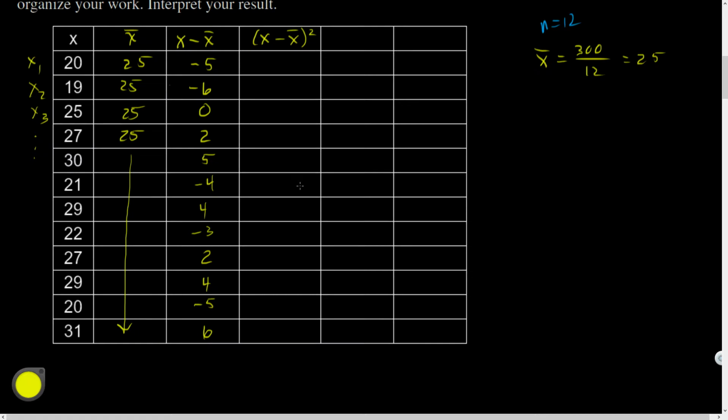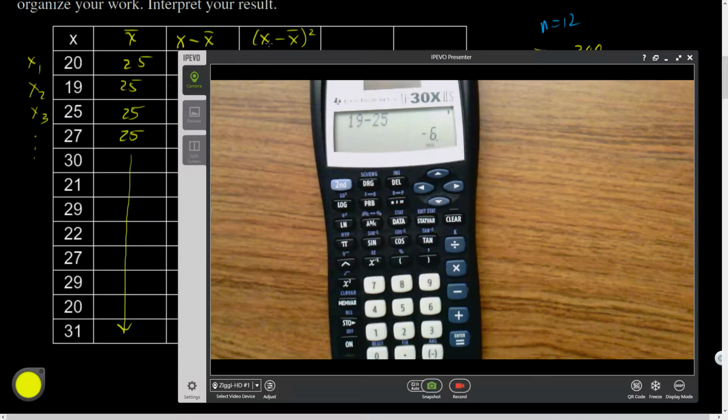Yeah, multiply it by itself. So -5 times -5 is? What's -5 times -5? Okay, I bet I know what you did. You done? Ready for this?